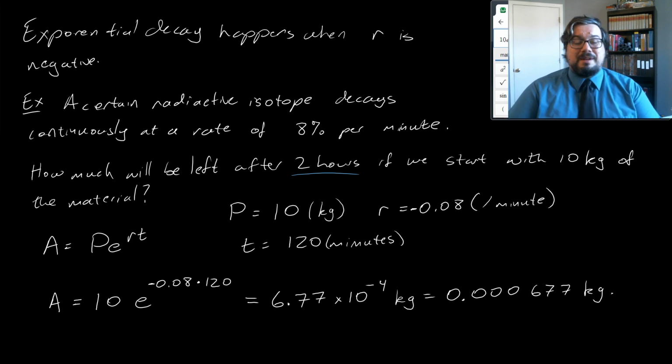So even though it only decreases at a rate of 8% per minute, when you decrease by 8% per minute for 120 minutes, then almost everything is gone. We started with 10 kilograms, and wind up with less than 0.1% of a kilogram at the end. So this is how we can use the same formulas for exponential growth in order to get exponential decay. And these types of growth and decay happen all over the real world, all over applications, both scientific and industrial.